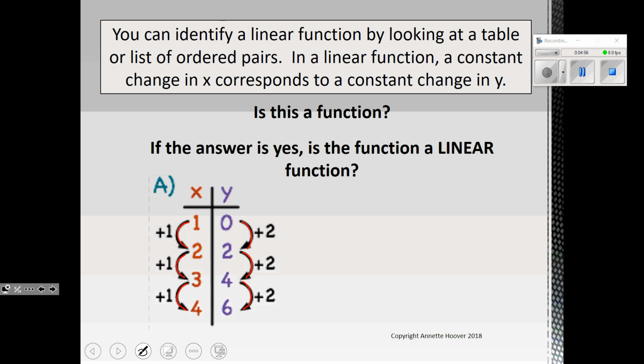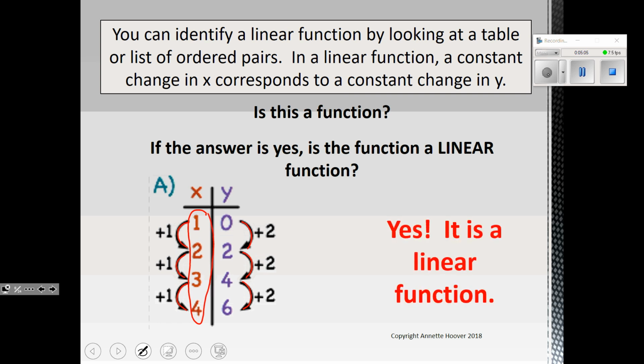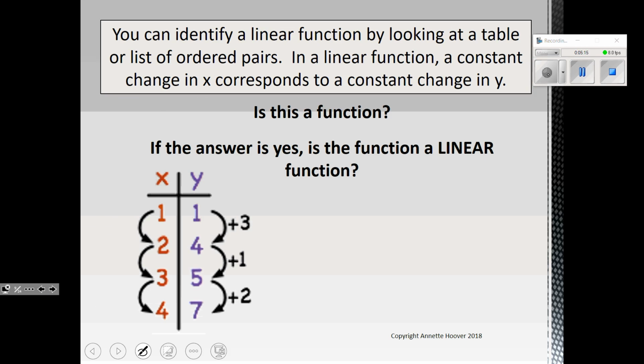Well, let's see if it is a function. Does the x ever repeat? No, it does not. So yes, it is a function, and yes, it is linear. So that is a linear function. It is a function because the x never repeated. It's linear because there was a constant change in the x and y's.